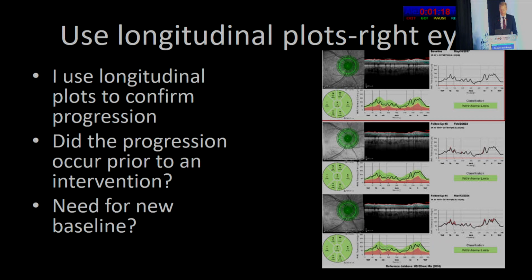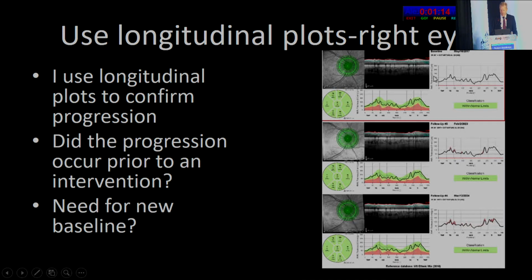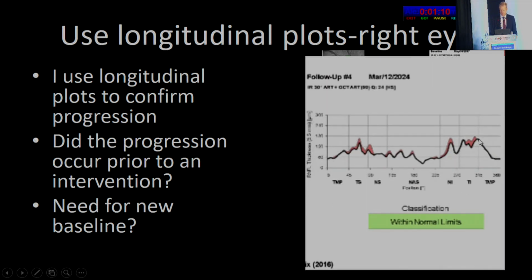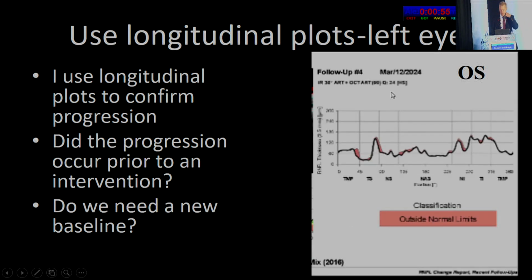And then I like to use this longitudinal plot. What you can see here is the original baseline exam, the subsequent exams, and then if you zoom in, you can see that this eye is progressing quite rapidly in several different areas. And if you've done an intervention in between, then you might have to have a new baseline. And it's kind of the same plot here for the left eye. The left eye was progressing too.